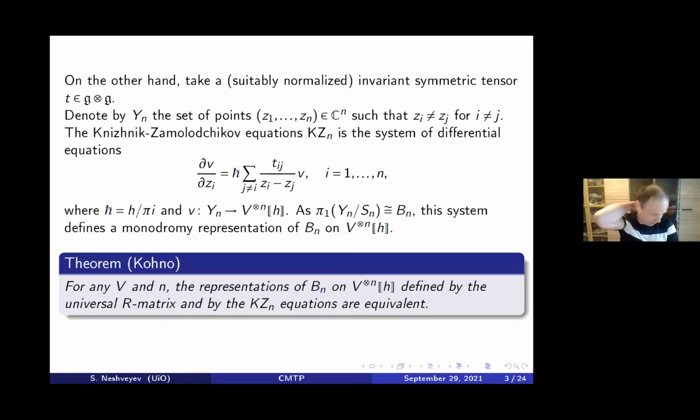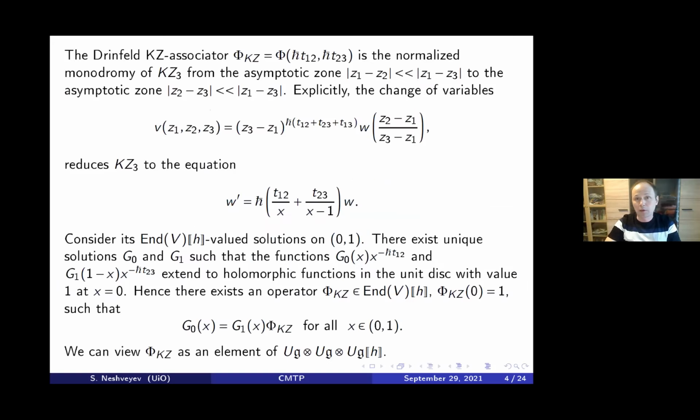So let me formulate this precisely, because this is what we're going to use during the entire talk. So recall how it is done. The most important element here is this Drinfeld KZ associator.